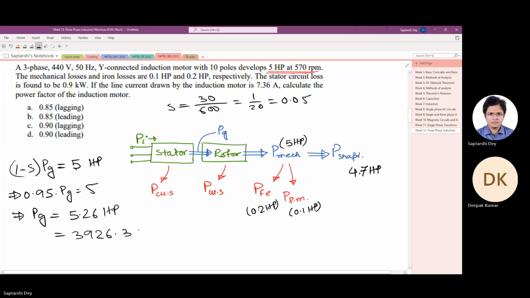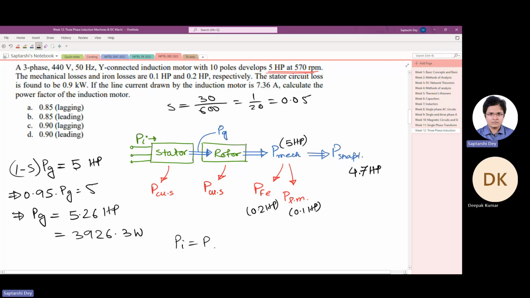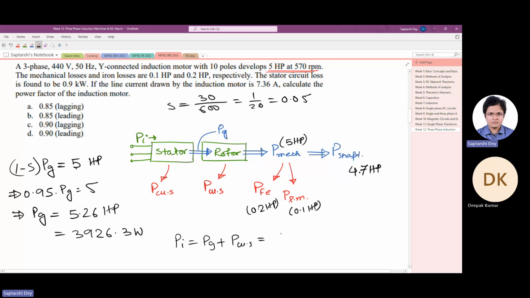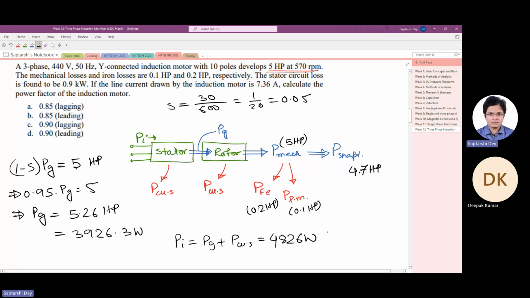Which is equal to 3926.3 watt. Now, stator circuit loss is 900 watt. So the input power is the air gap power plus stator copper loss. It is 900 watt, so plus 900, 4826 watt. Now this is what? This is the active power.